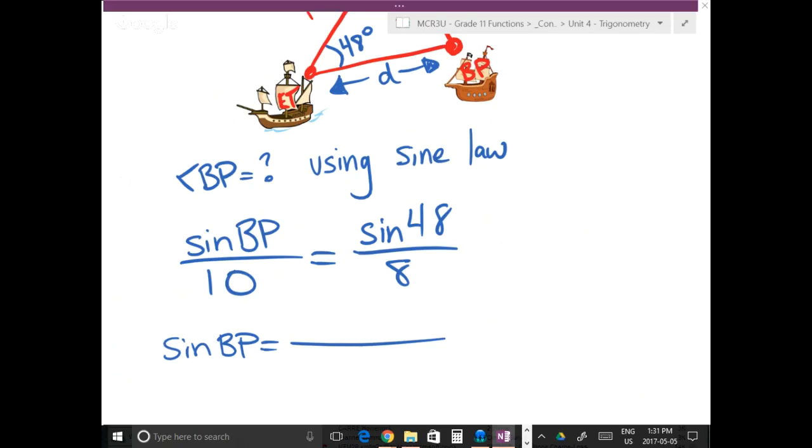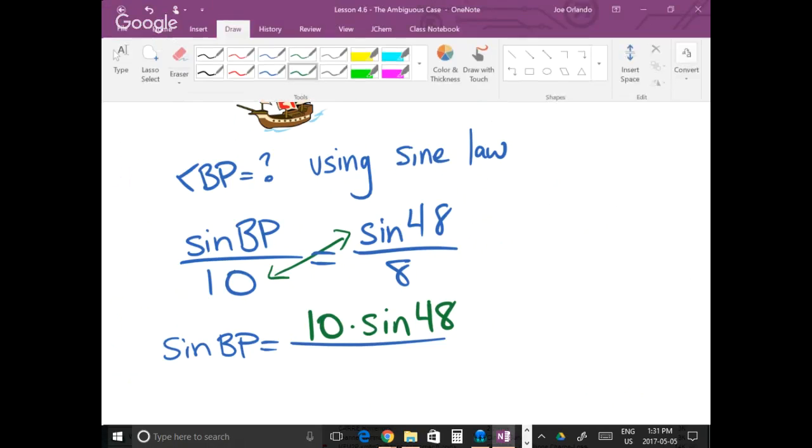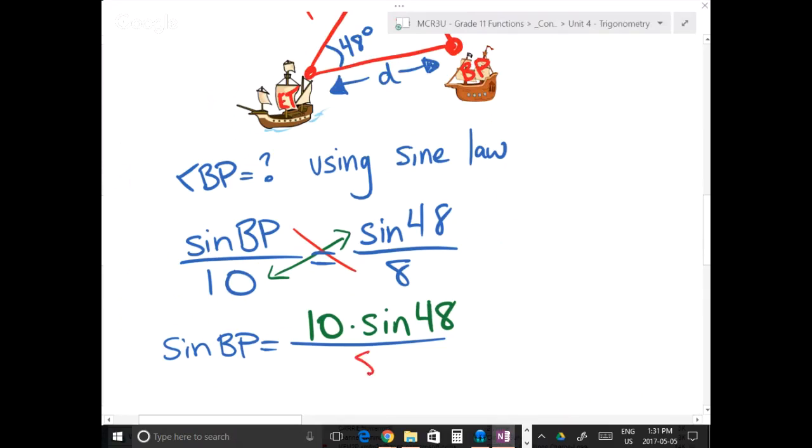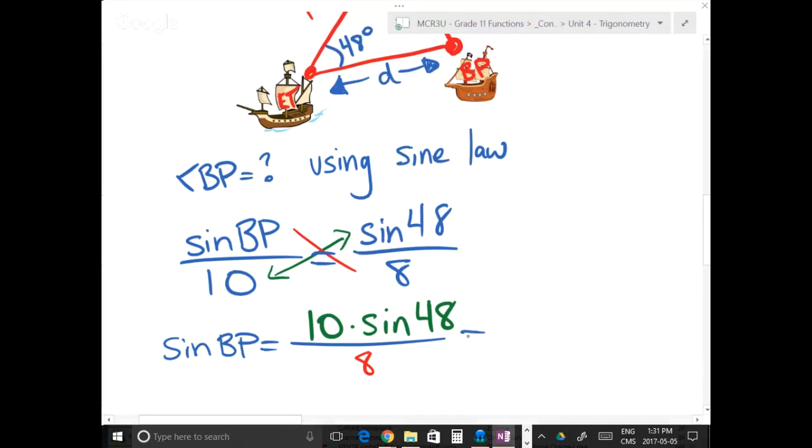Okay, so how do I cross multiply this? It should be 10 times sine 48, and then divided by what? Divide by 8. Very good. And what do we get when we do that? I want like 4 decimals here. We're going to be fairly accurate. I want to know exactly how far away the competition is.